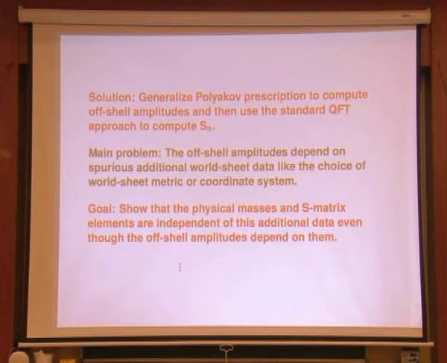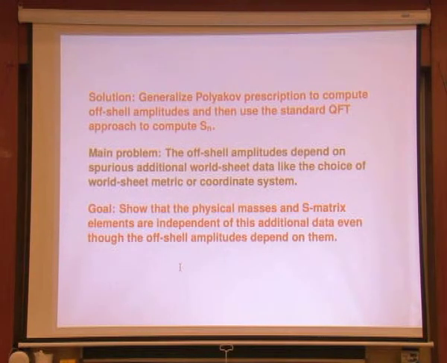And the main problem in doing this, off-shell amplitudes are not new. Off-shell amplitudes have been known for quite some time. There are various proposals, but the main problem is that the off-shell amplitudes depend on spurious additional worldsheet data, and the spurious additional worldsheet data can come in the form of, say, a choice of worldsheet metric or the coordinate system that you use on the worldsheet. And so, the goal would be to show that the physical masses and S matrix elements are independent of this additional data, even though the off-shell amplitudes do depend on them.